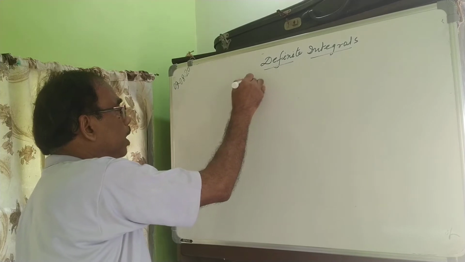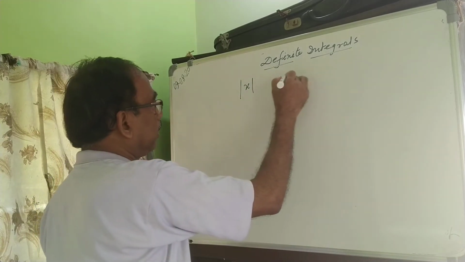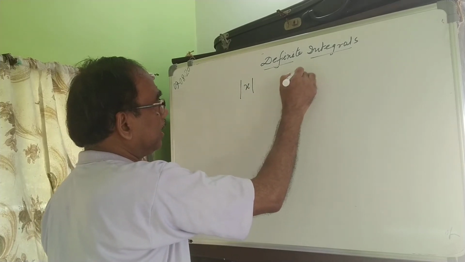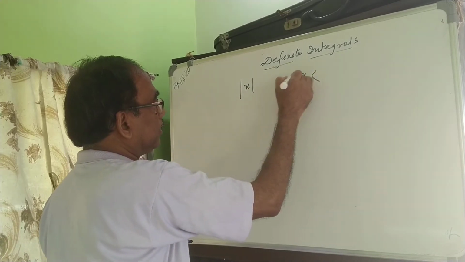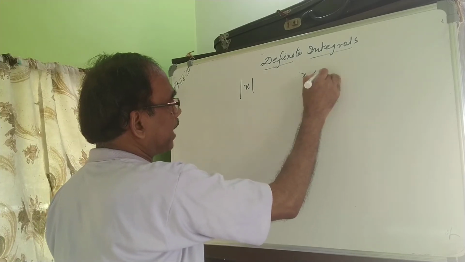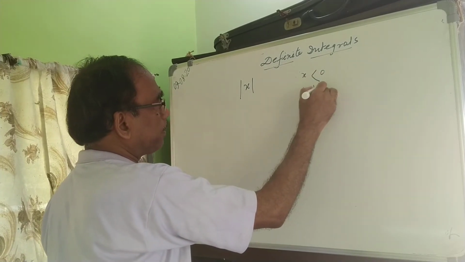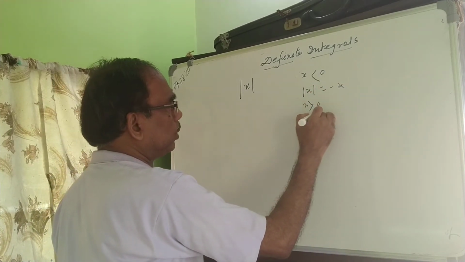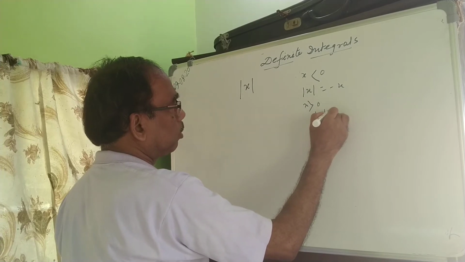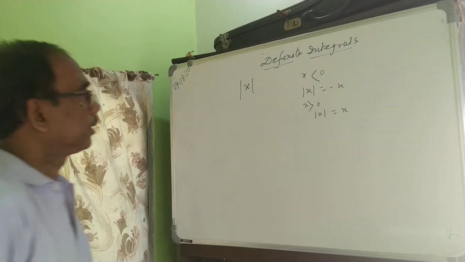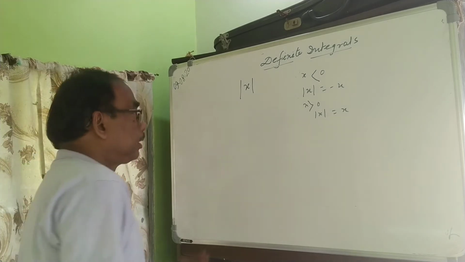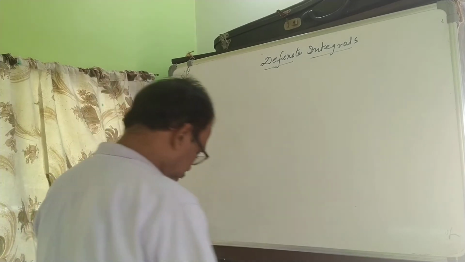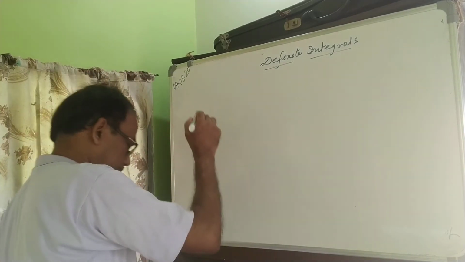If you have modulus of x, what is modulus of x? If x is less than 0, then modulus of x is minus x, and if x is greater than 0, then modulus of x equals x. So let us do sums relating to the modulus function, integration of the modulus function.